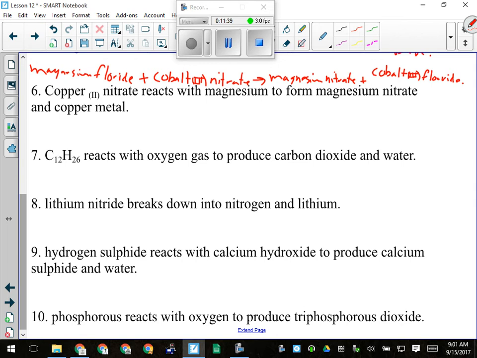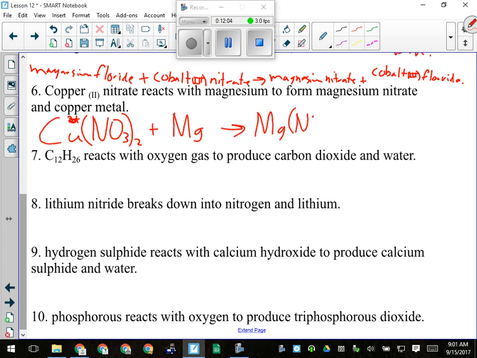Okay, so for this first one here, let's do it together. So I've got copper 2 nitrate. Okay, so copper, and the Roman numeral tells me it's the 2+ copper, is with nitrate, which is NO3. Okay, so I drop and swap. I've got Cu(NO3)2, reacts with magnesium, to form magnesium nitrate, and copper metal.